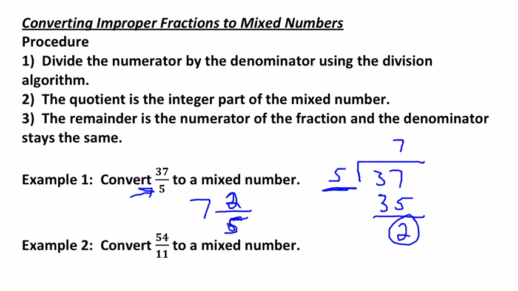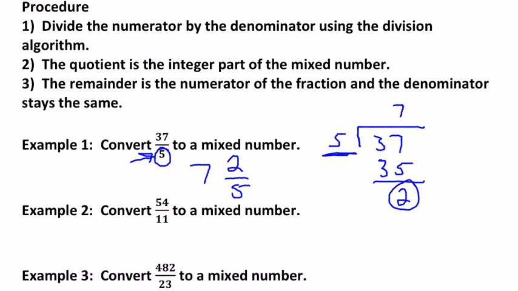So for this first problem, when you converted 37/5 to a mixed number, you should have gotten 7 and 2/5. And what that's really saying is there are 7 5s in 37 with 2 left over. And so it's 5 over 5, 7 times, plus 2/5.